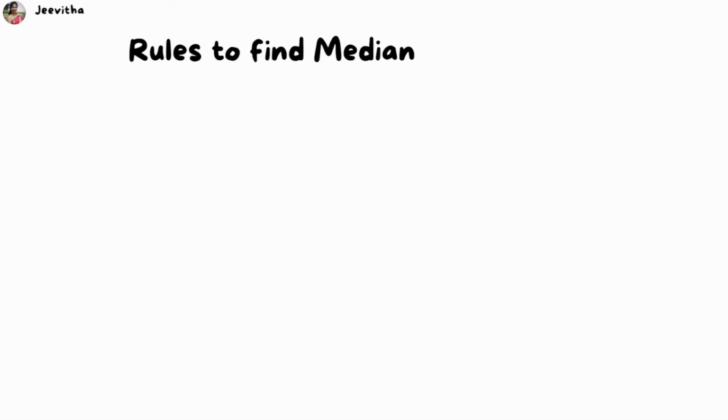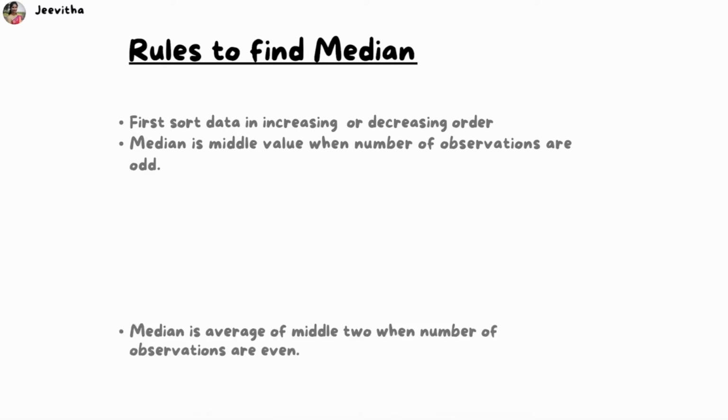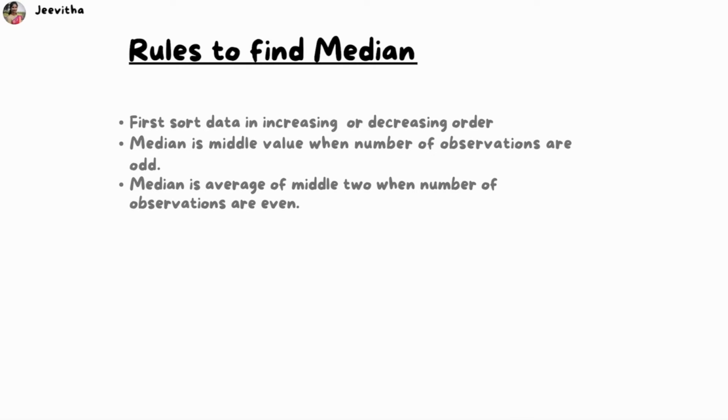Let's understand the rules to find the median before finding a median. The very first thing, when we are given our data, try to sort the data in either increasing or decreasing order. Once you sort it, the median is the middle value when the number of observations is odd. The median will be the average of the middle two values when the number of observations is even. Let's look into the example.